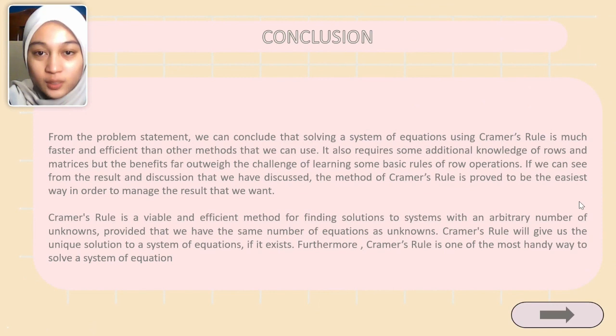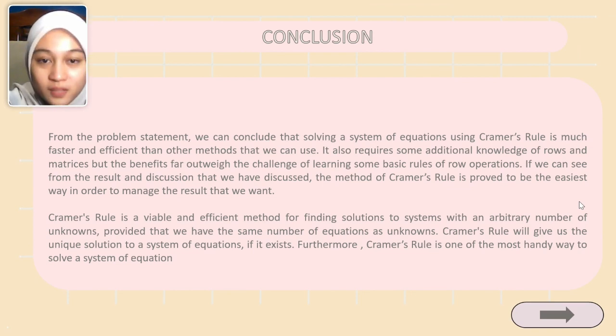Conclusion. From the problem statement, we can conclude that solving a system of equations using Cramer's rule is much faster and more efficient than other methods that we can use. It also requires some additional knowledge of rows and matrices, but the benefits far outweigh the challenge of learning some basic rules of row operations. From the result and discussion, the method of Cramer's rule is proved to be the easiest way to manage the result that we want.